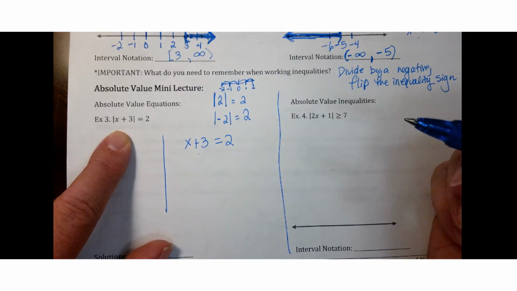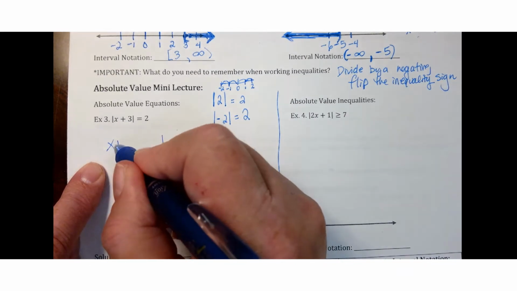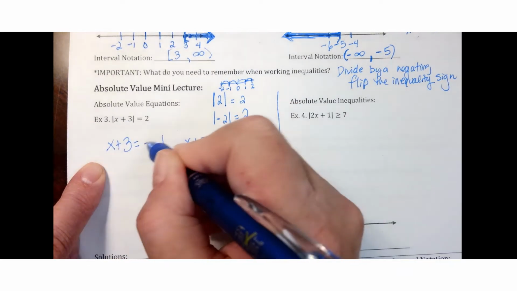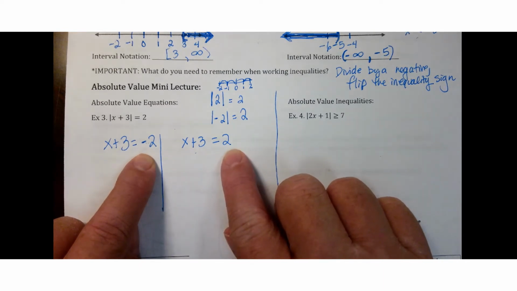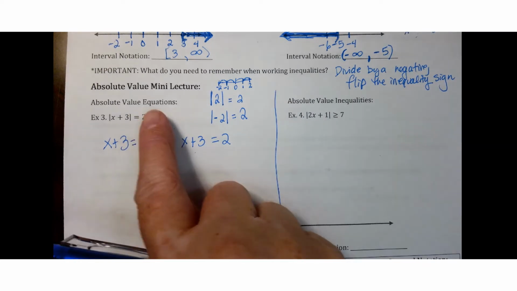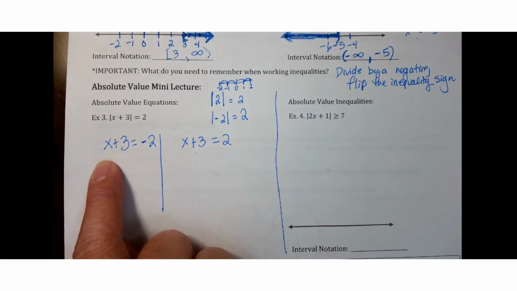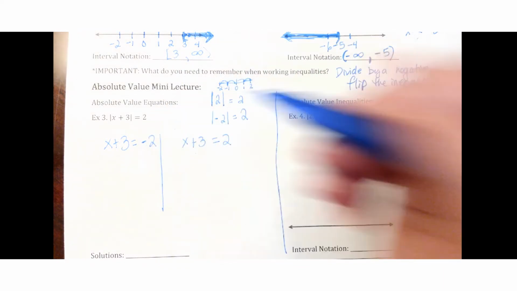Simple enough. On this side, I'm going to have x plus 3 equals -2. So I'm taking into consideration that I can get a positive or a negative inside, and it would give me that positive answer. I'd get the same thing, okay? So again, same thing on this side, change the sign on this side. So I'm changing it on the right-hand side number.